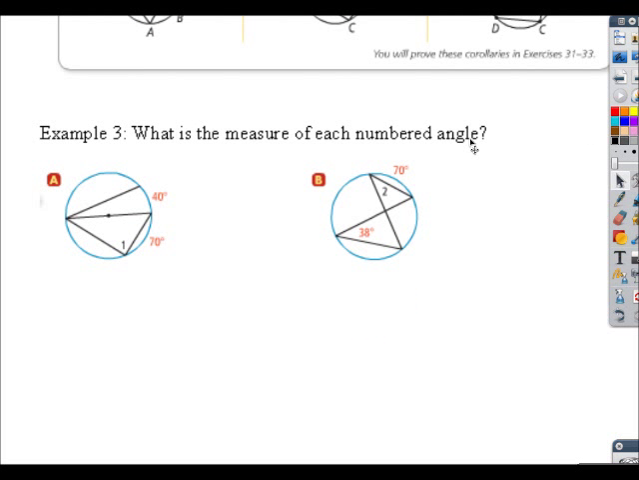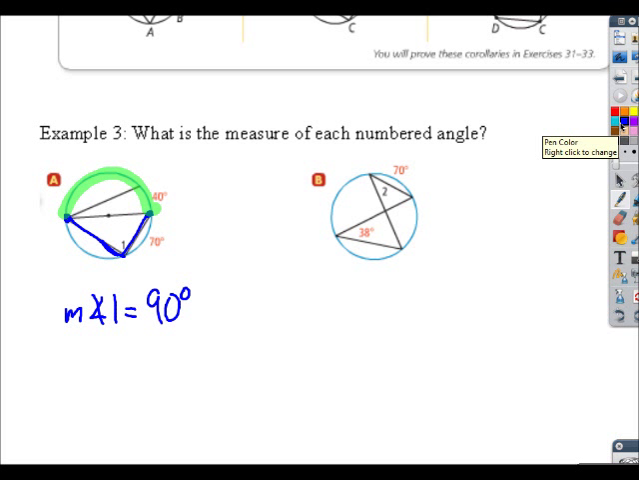Number 3. What's the measure of each numbered angle? Angle 1 is 90 degrees. Now, how did I know that? Well, it's an inscribed angle that intercepts a semicircle. That arc is a semicircle. It has endpoints on the diameter.